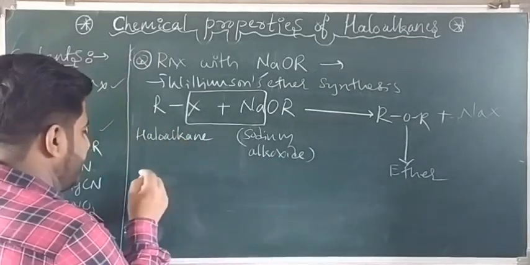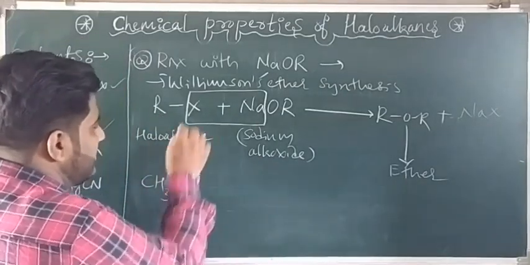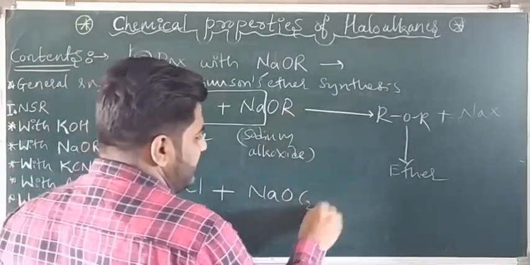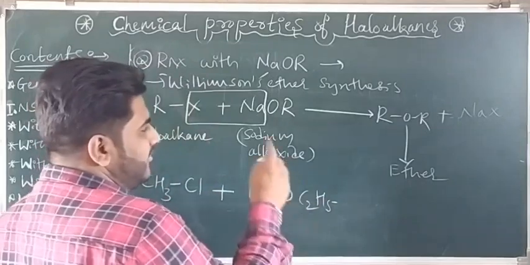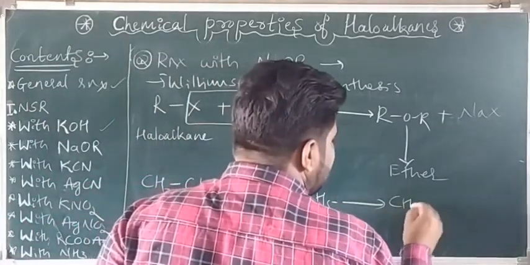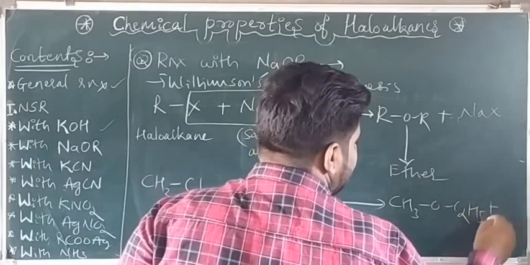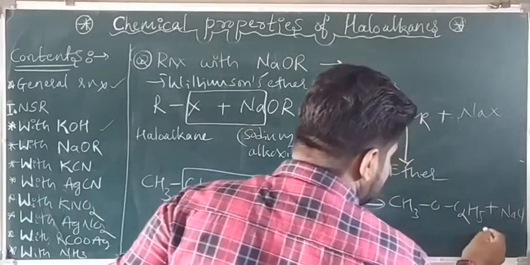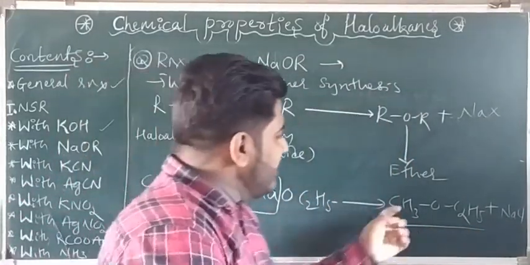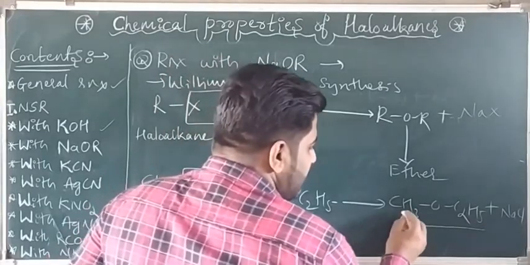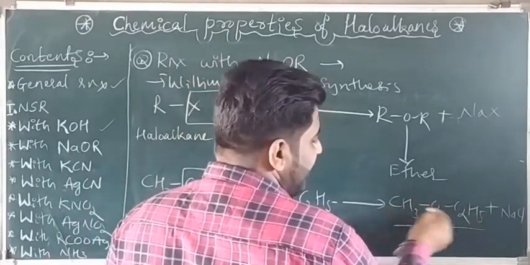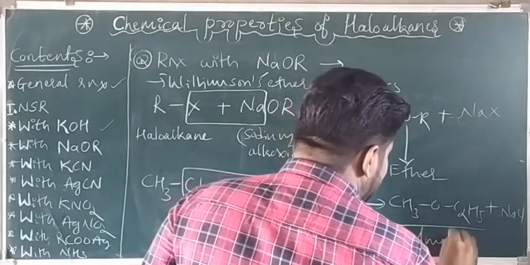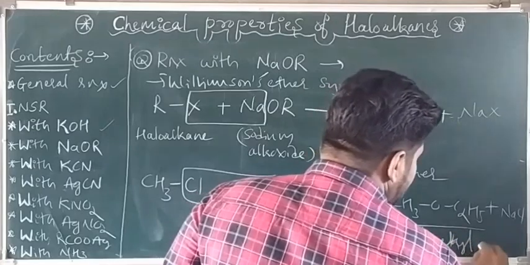In place of R, you can put any example: methane, ethane, whatever. In place of X, I have taken a Cl here. Sodium O, I will take C2H5, ethyl. This gives CH3OC2H5 plus NaCl eliminated. This is ether. The name of this one is methyl ethyl ether or ethyl methyl ether, whatever your name.